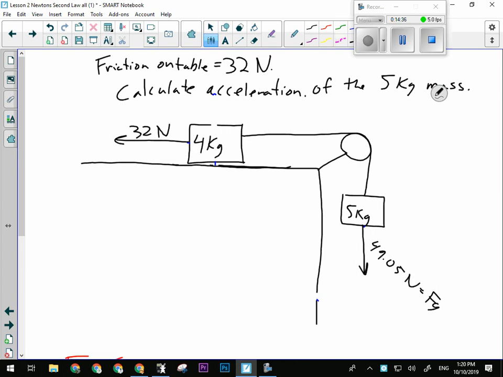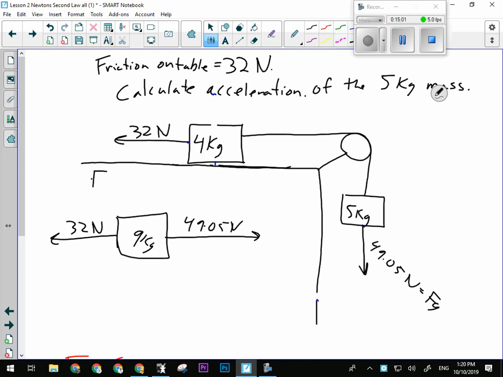The two masses are attached by a rope, so I can simplify this to look like this. There's 9 kilograms worth of mass being pulled this way by 49.05 newtons worth of force, gravity, and resisted by 32 newtons worth of force, friction, this way. All right, so when I do this, I should have 17.05 newtons worth of net force, right? So F net equals 17.05 newtons.